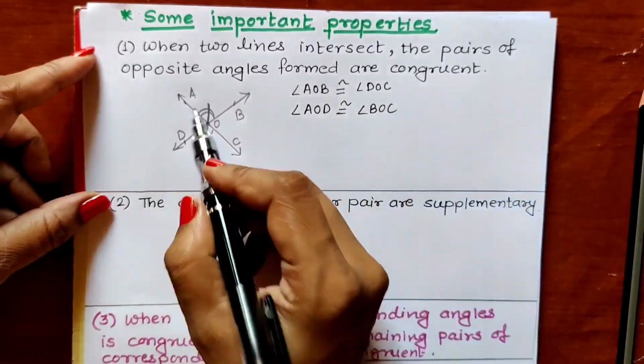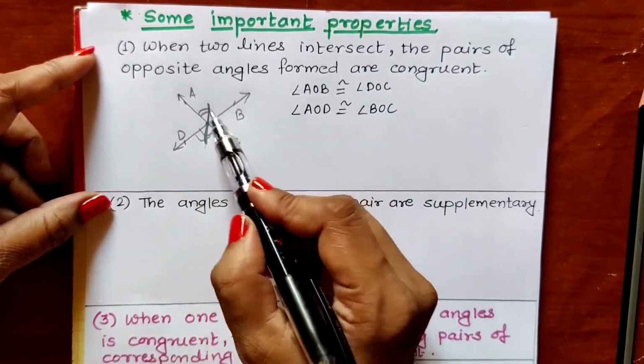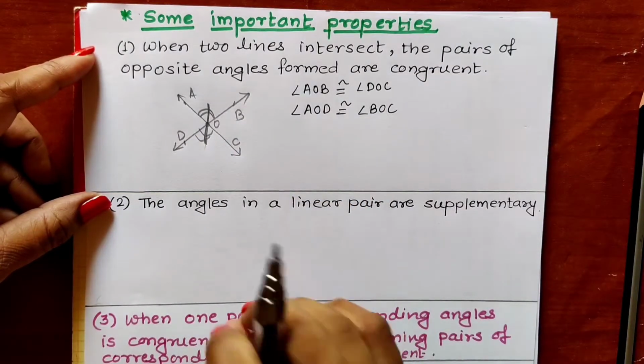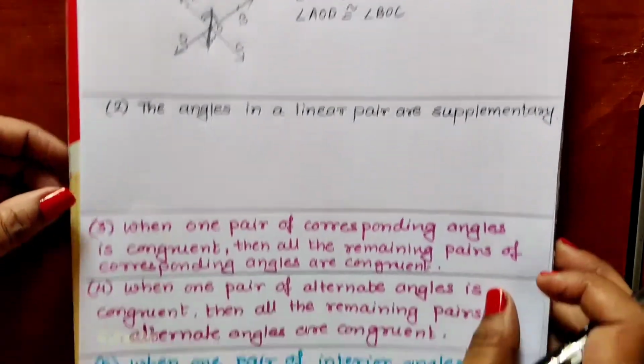In this way, when two lines intersect each other, we get two pairs of vertically opposite angles which are congruent with each other. Now let us see the second property.